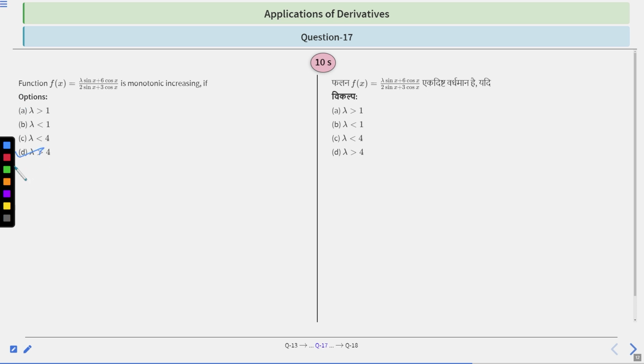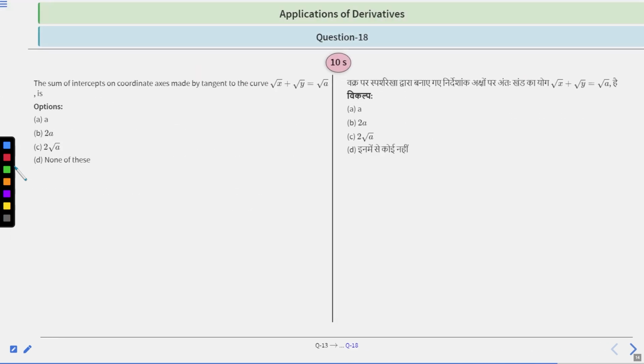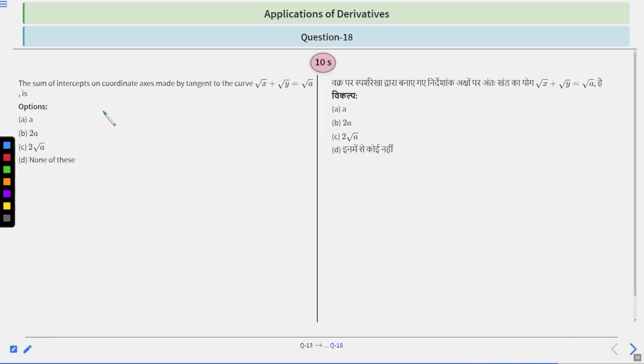Okay, got it. Let's move to the next question. Question number 18, which says: the sum of intercepts on coordinate axes made by the tangents to the curve root x + root y = root a is, right? So the hint of this question is, first we will find the equation of tangent to this curve.